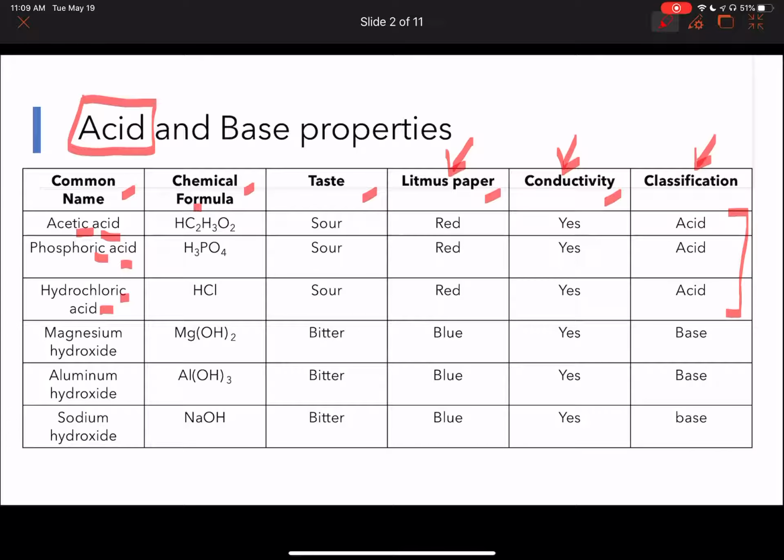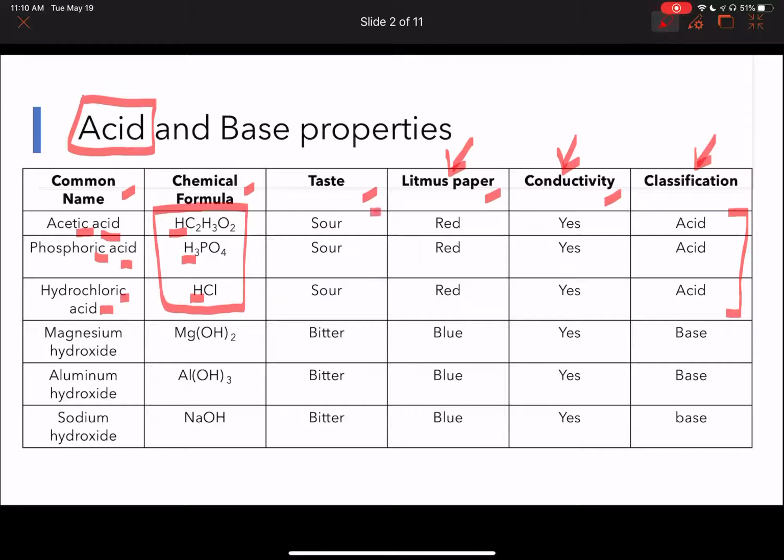Now, if we look at the chemical formula for our acids here, we're going to see they all have something in common. Yes, they all have an H in front. So when we're talking about Arrhenius acids, to be an acid, it's going to have an H or a hydrogen in front. Now, how many hydrogens depends on the anion or what the formula is on the back end, like the C2H3O2, the PO4, or the Cl.